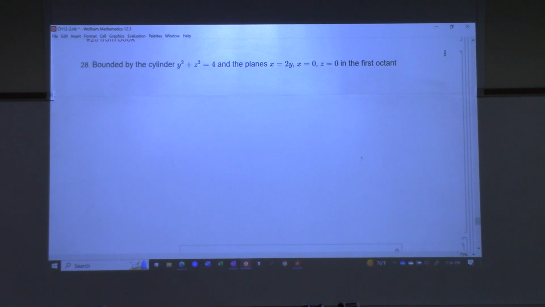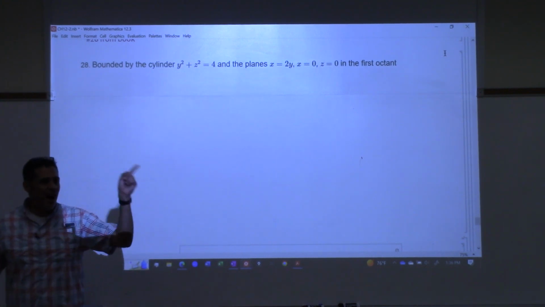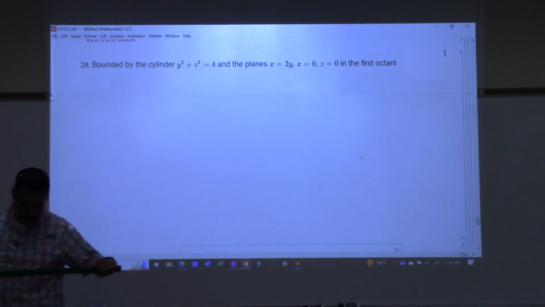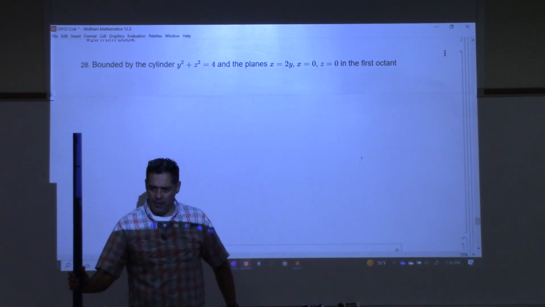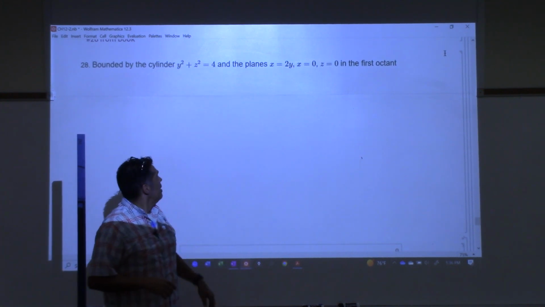So I need to find the volume of the solid that's bounded by the cylinder y squared plus z squared equals 4, the planes x equals 2y, x equals 0, z equals 0, in the first octant. Okay. X is coming at you, right? Y is this way. All right.